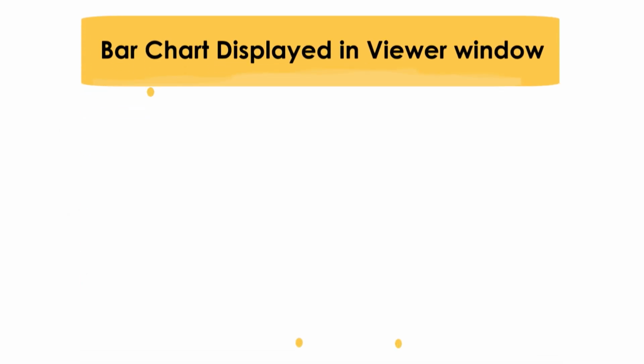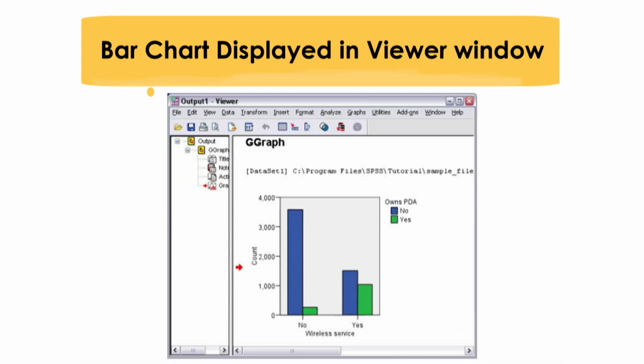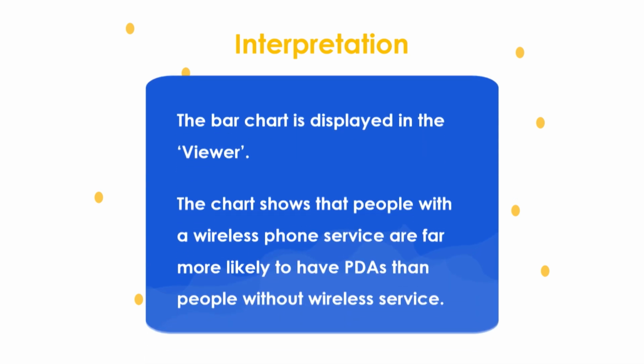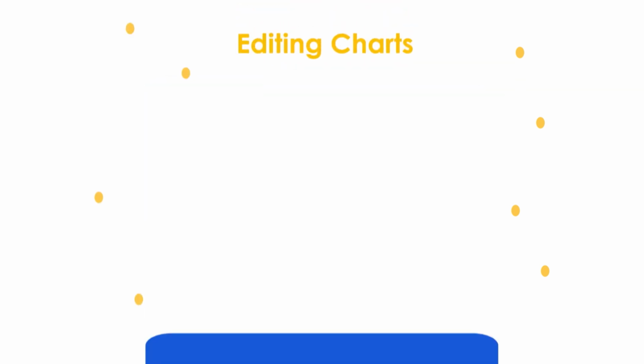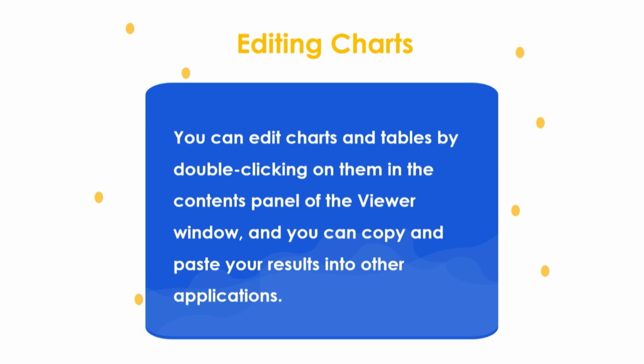Now see the bar chart displayed in the viewer window. Now you can see here it shows the bar diagram for the two variables, right. So from this we can go on to interpret the result. The bar chart is displayed in the viewer. The chart shows that people with a wireless phone service are far more likely to have PDAs than the people without wireless service. Next, we will be discussing about editing a chart. You can edit charts and tables by just double clicking on them in the content panel of the viewer window, and you can copy and paste your result into other applications.